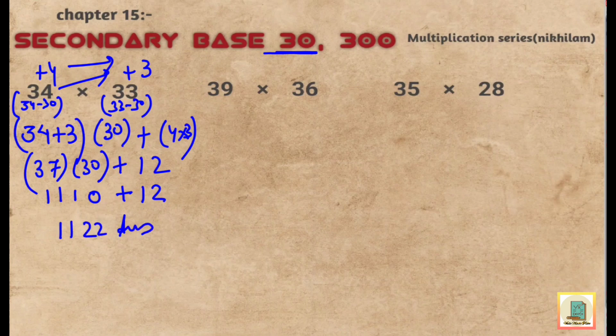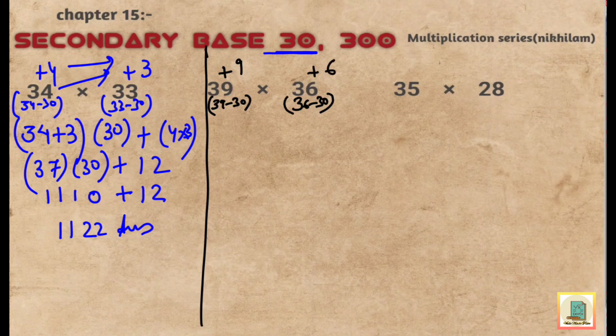Now let's take the next question. 39 multiplied by 36. So let's find out the deviations first. 39 minus 30 gives you plus 9 as deviation, and 36 minus 30, which gives you plus 6 as deviation. Now first number plus the second deviation. So 39 plus 6, multiply with the base, which is 30, plus multiply the deviations, which is 9 multiplied by 6.